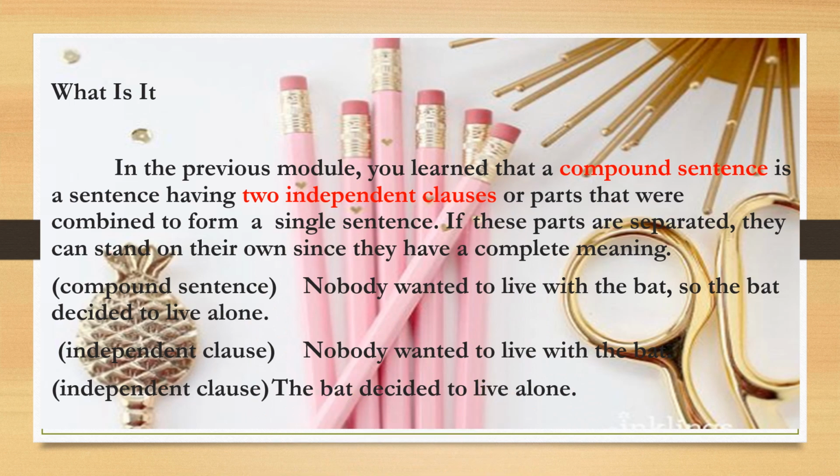In the previous module, you learned that a compound sentence is a sentence having two independent clauses or parts that were combined to form a single sentence. If these parts are separated, they can stand on their own since they have a complete meaning. Here is a compound sentence. Nobody wanted to live with the bat, so the bat decided to live alone. For independent clause 1, nobody wanted to live with the bat. And for independent clause 2, the bat decided to live alone.